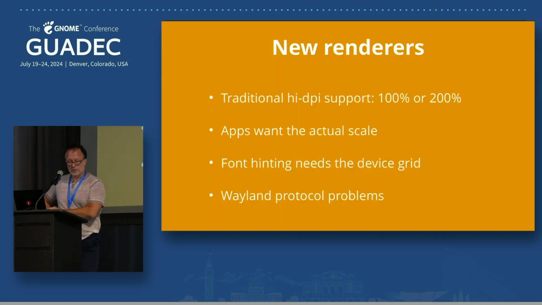Before moving on, I forgot to say that there can be some problems still. The Wayland protocol that we use for fractional scaling has some limitations, and sometimes rounding errors make everything blurry again. But we're trying to get a handle on that.